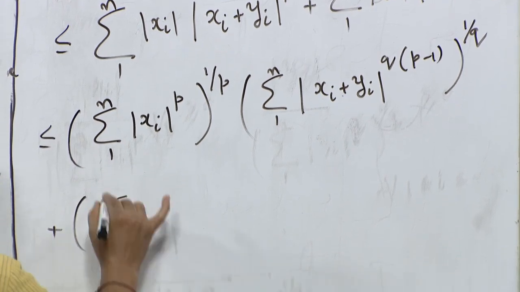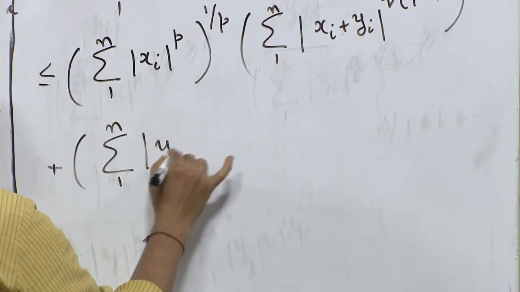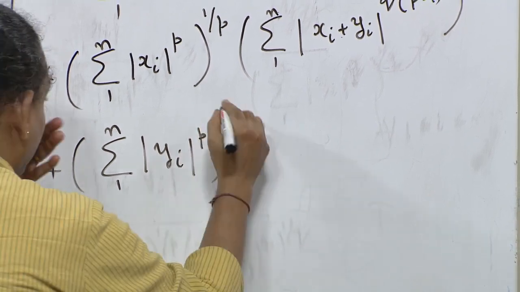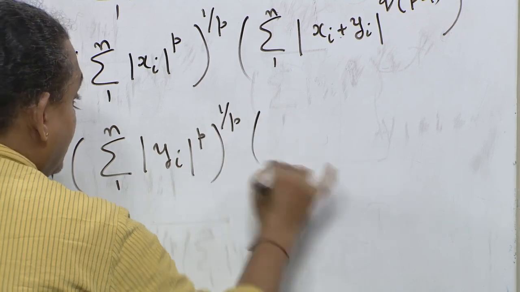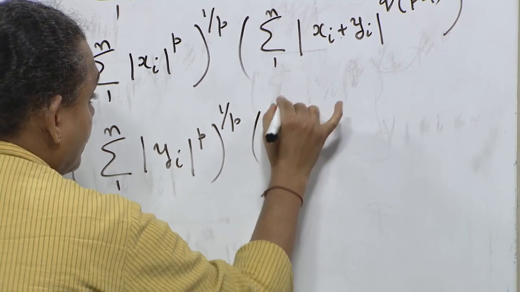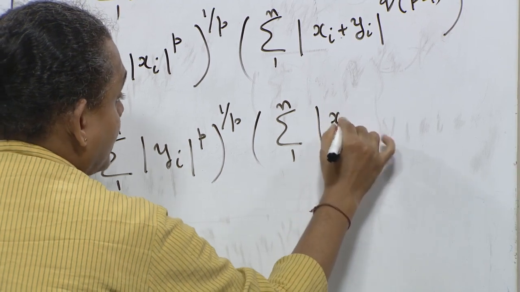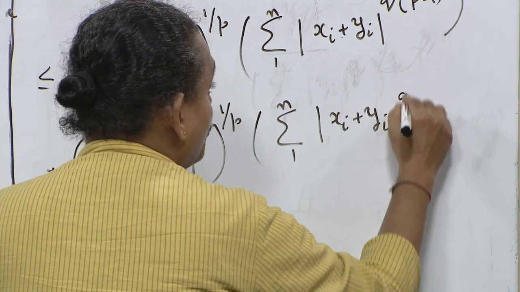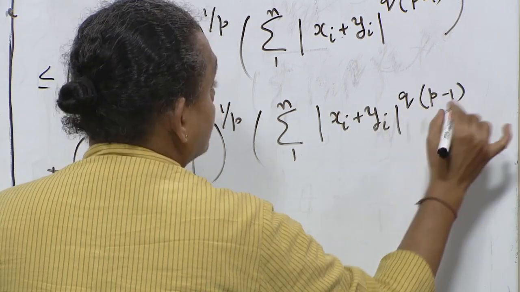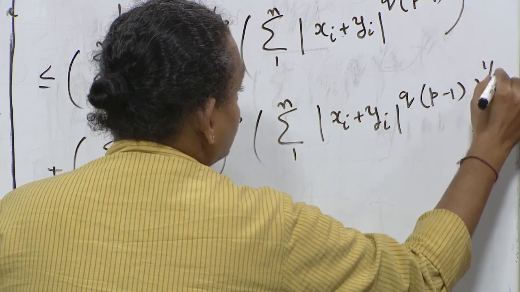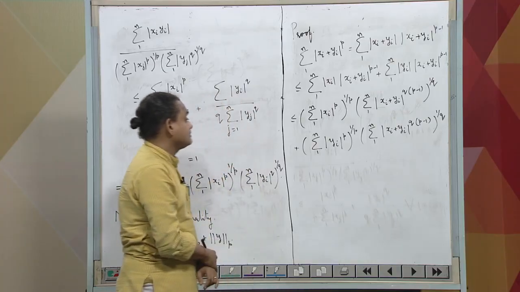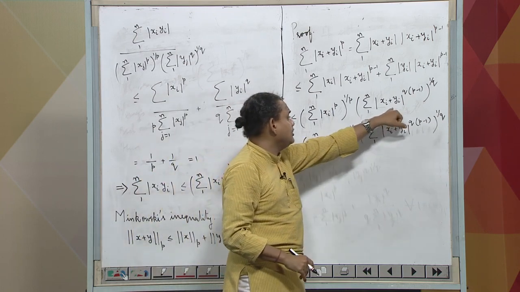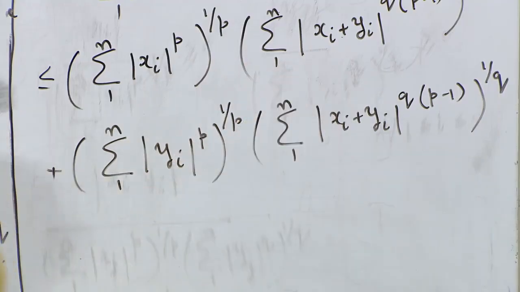summation 1 to n mod yi raised to the power p, power 1 by p, times summation 1 to n mod xi plus yi raised to the power q into p minus 1, whole raised to the power 1 by q, right. This is what we have. Now, if you observe the second term in both, they are one and the same, right.